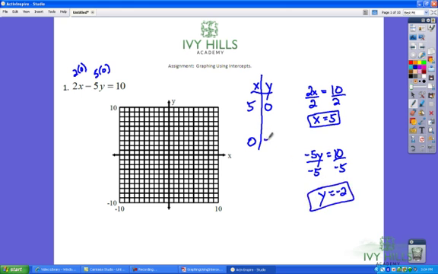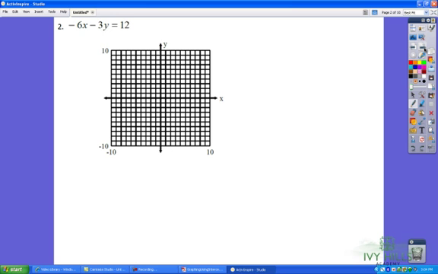I can easily plot these points now. So 0, negative 2 will be found right here. 5, 0 will be found right here. Drawing a line through those 2 points graphs that line using the intercepts. That's the line to the equation 2x minus 5y equals 10. So for number 2, we'll do the exact same thing. We're going to do the exact same thing for the remainder of the problems.